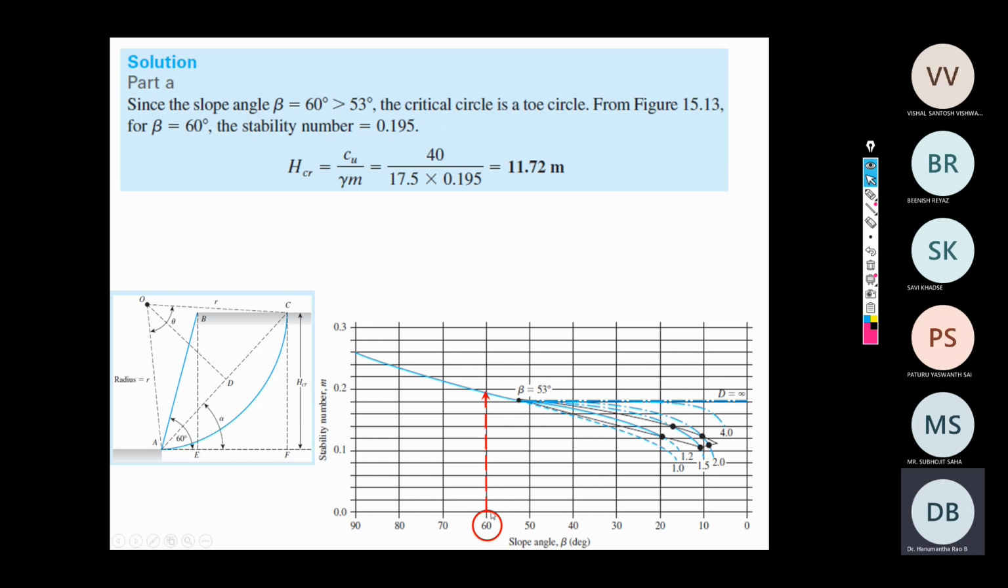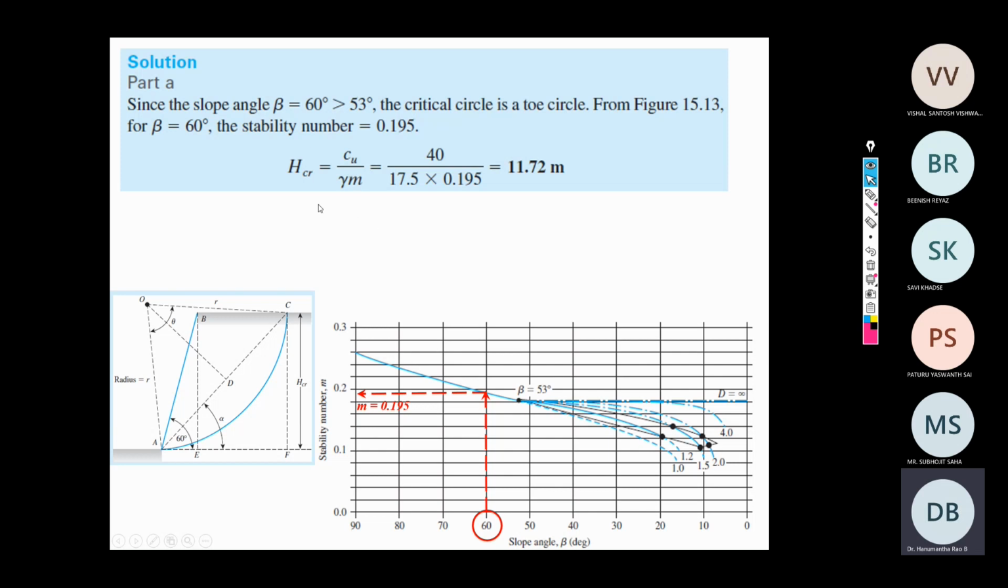So corresponding to the beta, draw a vertical line, project onto the chart of the predefined curve. From there, you draw another horizontal line onto the ordinate, which yields the value of the stability number m. In this case, it is 0.195. Now from the stability number, we know the relationship: the stability number m is equal to Cu by gamma into h.